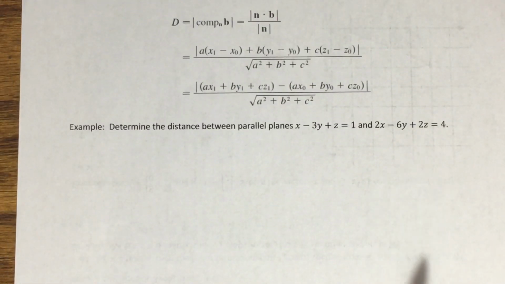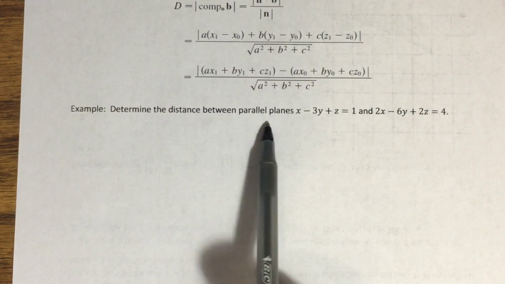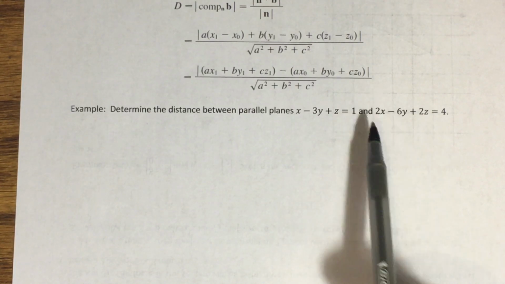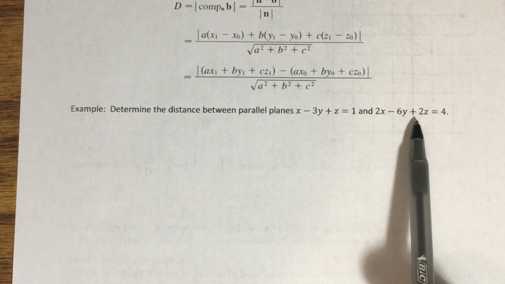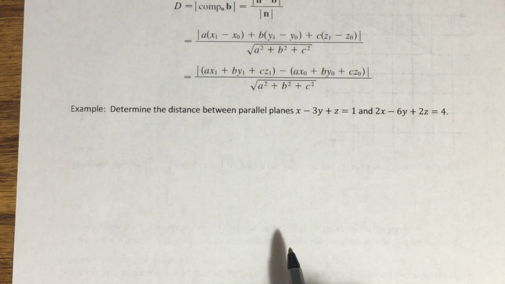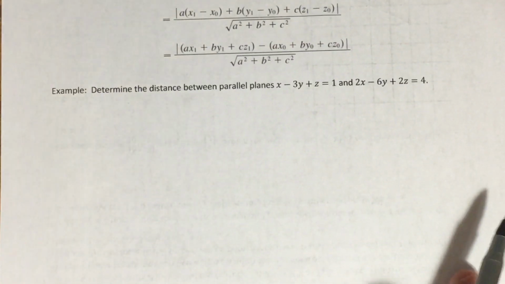So let's attempt to do this. I want to determine the distance between the parallel planes x minus 3y plus z equals 1, and 2x minus 6y plus 2z equals 4. See if you can determine why these planes are parallel. You should be able, by this point, to figure that out.